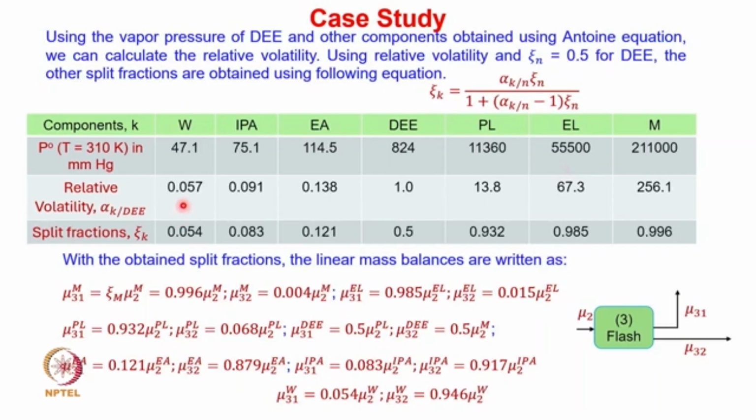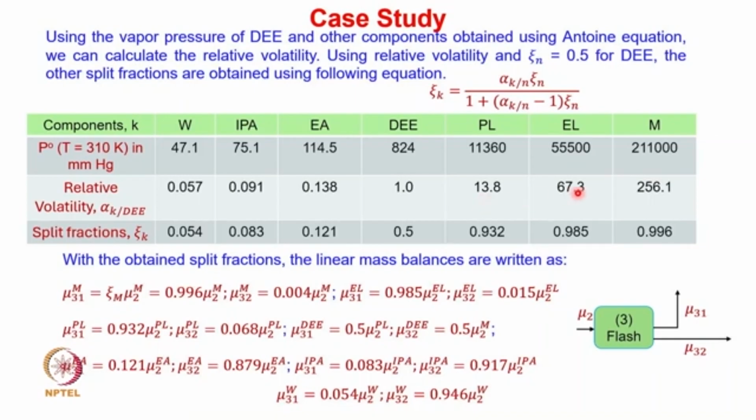So in this case, the relative volatility, if you do the calculation, comes out to be 0.057, 0.091, 0.138. 1 will be for diethyl ether, 13.8 will be propylene, 67.3 will be ethylene, and for methane that will be 256.1. So you can see that predominantly in the vapor stream, primarily we will have propylene, ethylene, and methane, and also some amount of ethyl alcohol.